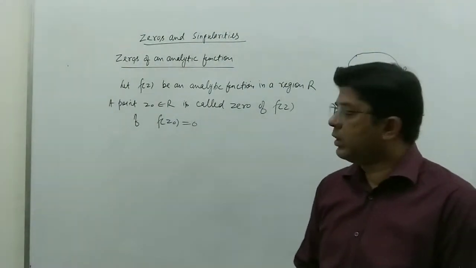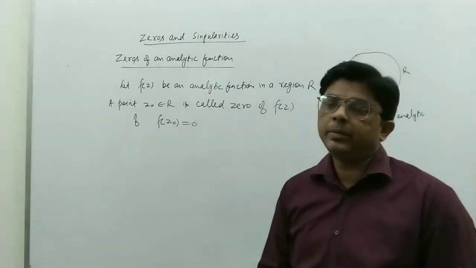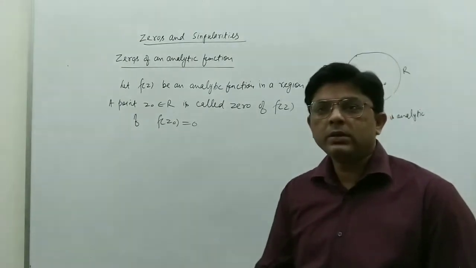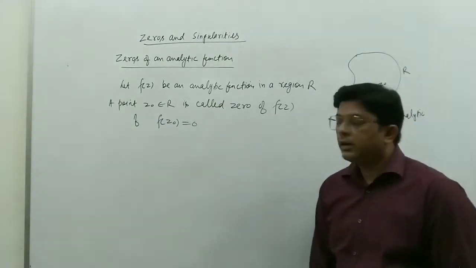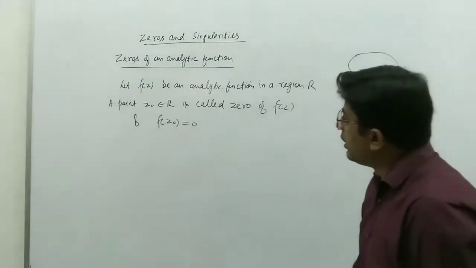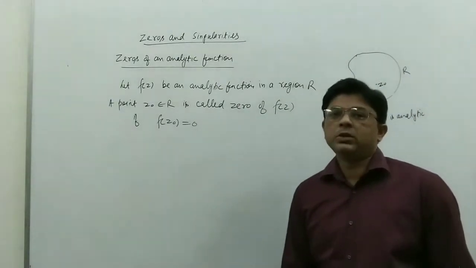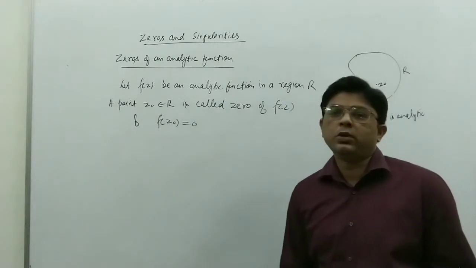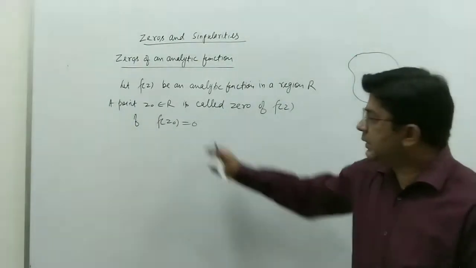So if z0 is a root of the given function, then it should satisfy that function. It means f(z0) should be 0. Okay, so this is the definition of zero. But here one more thing is that we now define zeros of different orders: zero of order 1, zero of order 2, zero of order 3 and so on. But first I will take one example here.